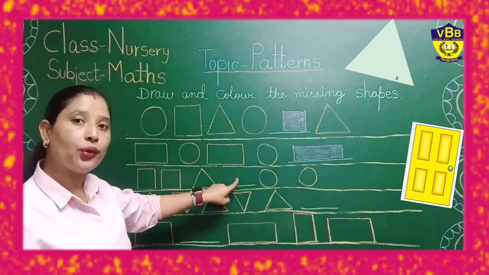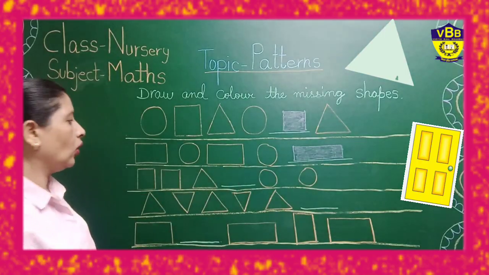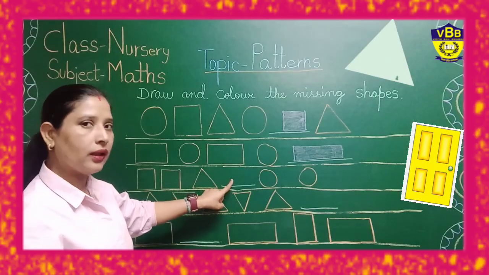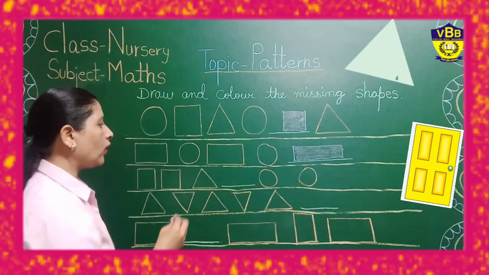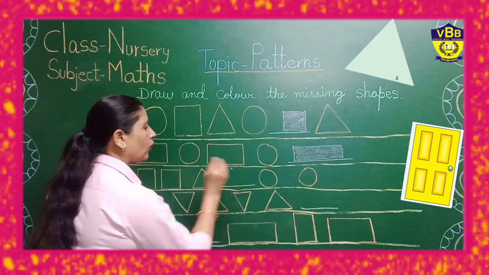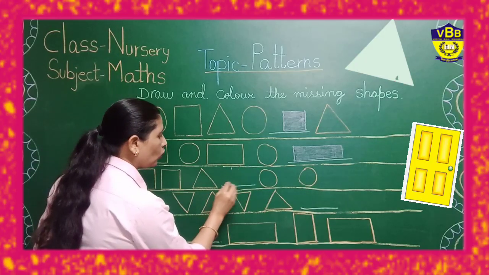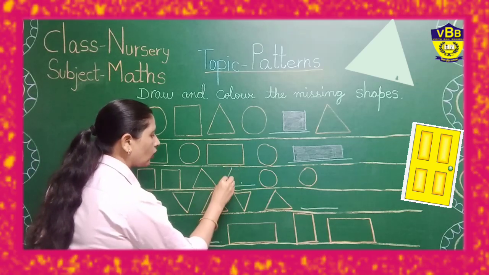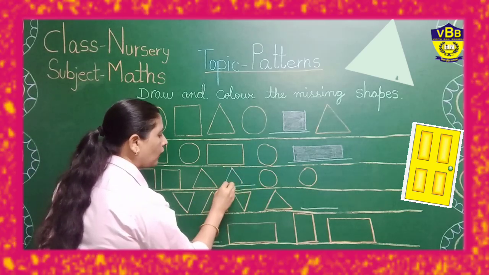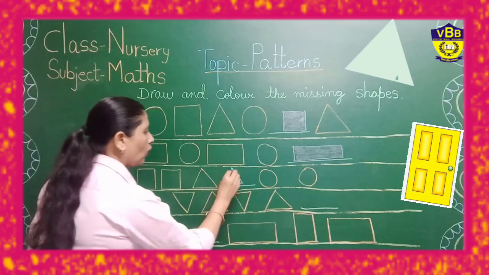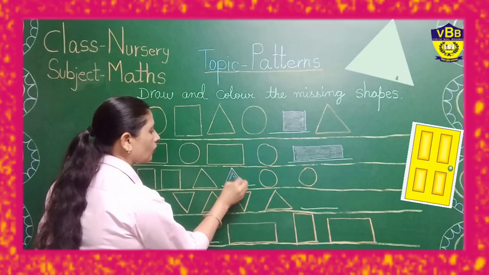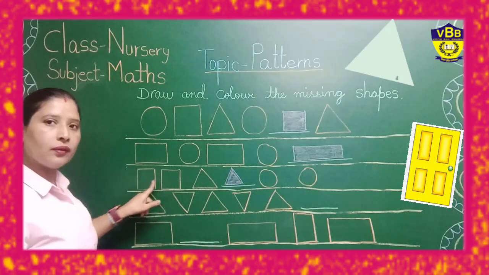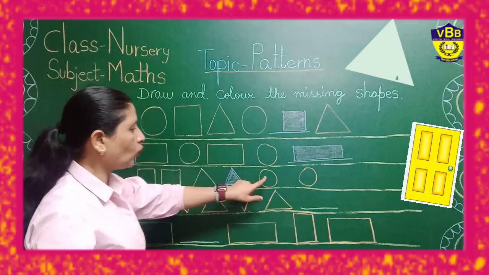So which shape do we have to draw here? Yes, we are going to draw a triangle, then only the pattern will be complete. 2 squares, 2 triangles, 2 circles. So how do we have to draw a triangle? We have to put 1 dot here and 2 dots here. Now with the help of slanting lines, we are going to draw it. 2 slanting lines and 1 sleeping line. Now we have to color it. Now the pattern is complete. 2 squares, 2 triangles, 2 circles.